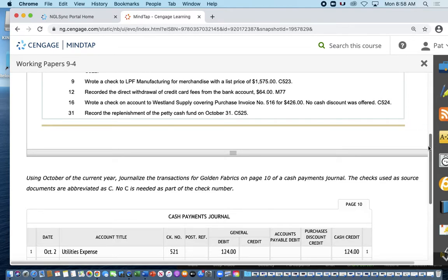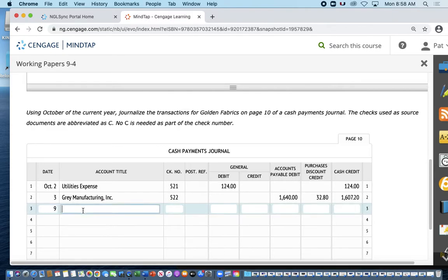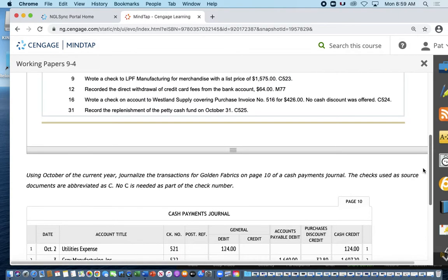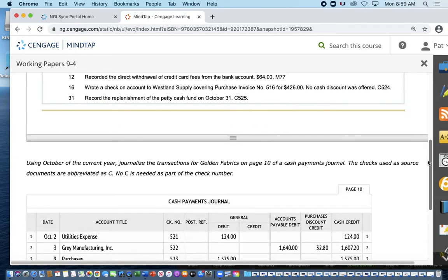Whenever we write a check for merchandise, we are going to call it purchases, if you can spell it. Whenever we write a check for merchandise, it's going to be purchases, for $1,575. A common mistake is writing LPF right here, but we're not paying off a bill, right? We're just paying them. Sometimes you go to the store and you just buy stuff.